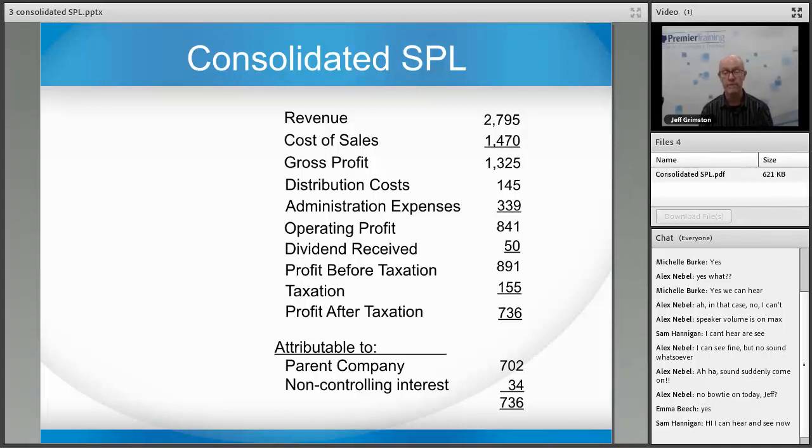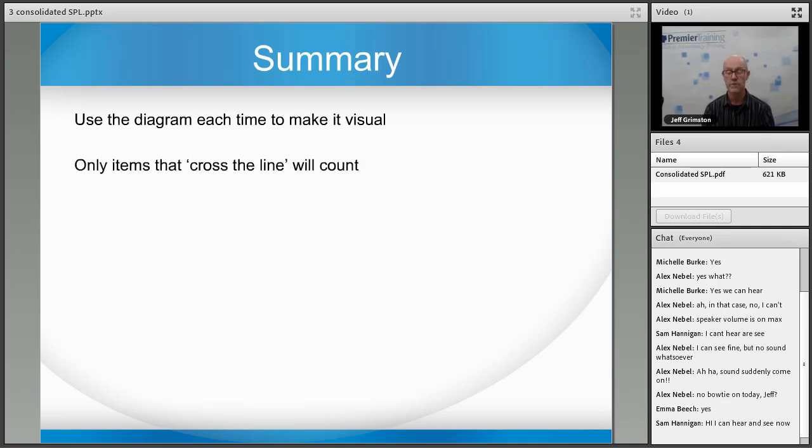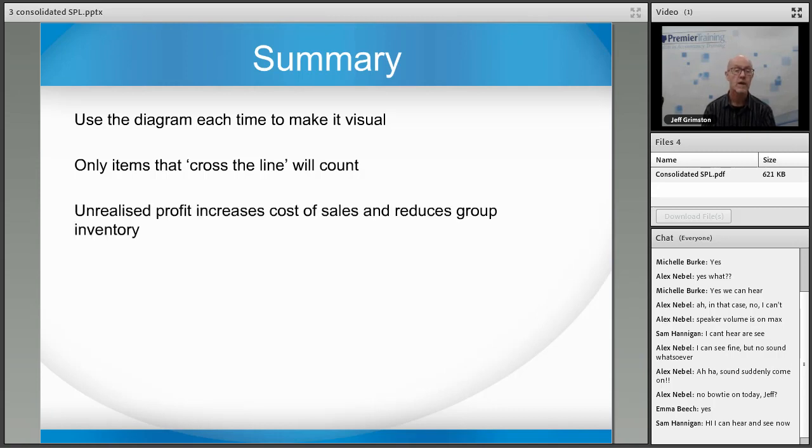Just a few points just to summarise, just a few key points. Number one, I can't say this enough. Use the diagram every time. Make it visual. See where it's come from, where it's gone. It just falls into place when you do that. Only items that cross the line will count. If it's anything that stays within the group, then it's not part of those accounts.